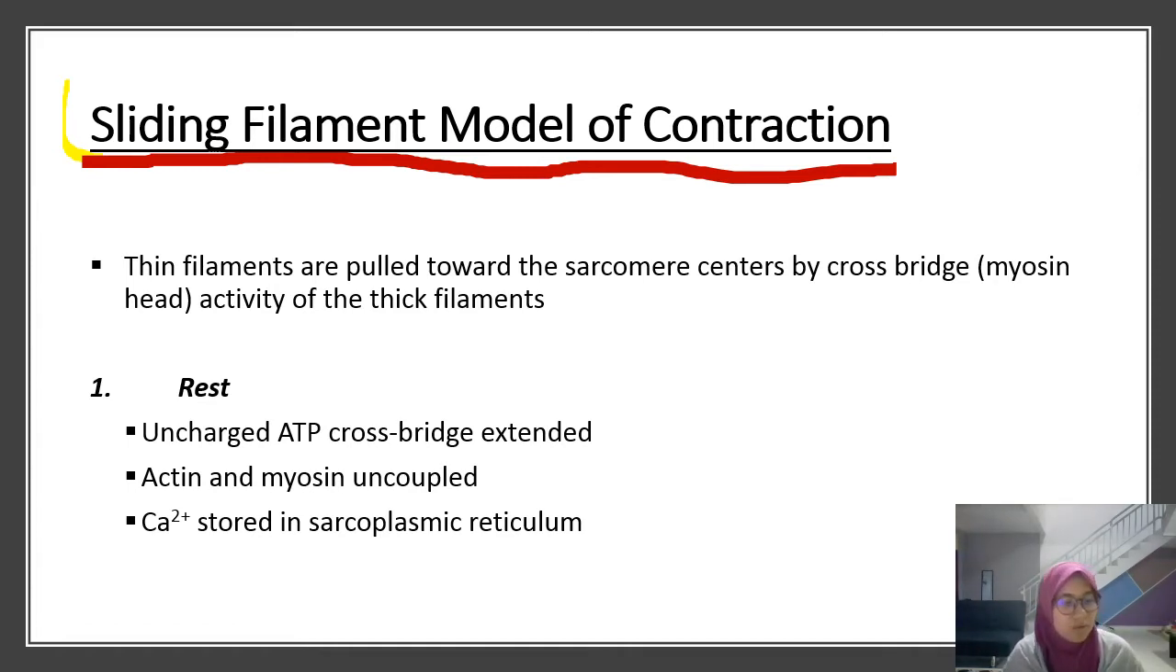So it has four phases. The first one is rest. During rest, the uncharged ATP cross bridge is extended. That means the sarcomere is extended. No ATP, actin and myosin uncoupled. There are no cross bridges between actin and myosin. Calcium ion is stored in the SR. Remember the function of the SR.